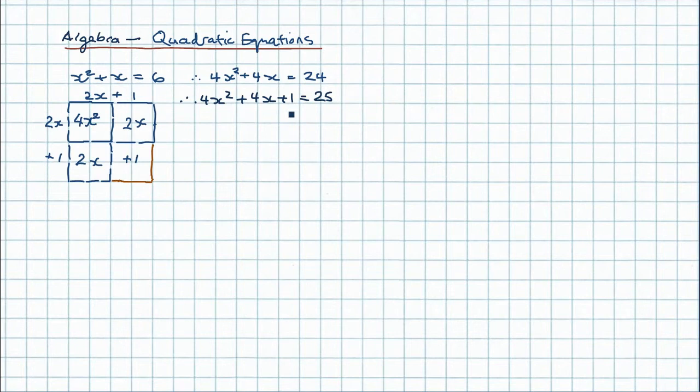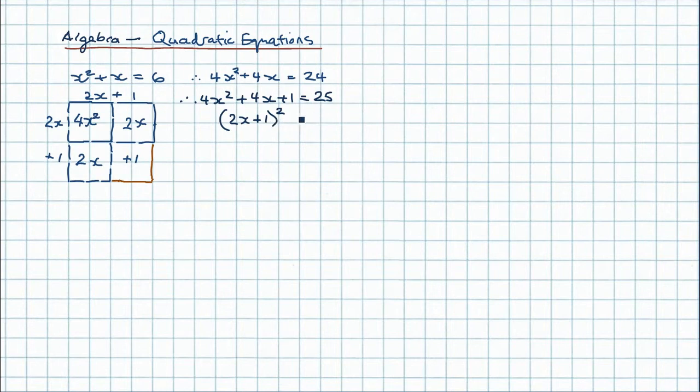How's this helped? Well, if I've got a perfect square on the left-hand side, never mind what I've got on the right-hand side, then I can rewrite it like this: 2x plus 1 squared. And that means in just a moment I'm going to take a square root, and then that will get me to my answer. Okay? So this is how completing the square works.